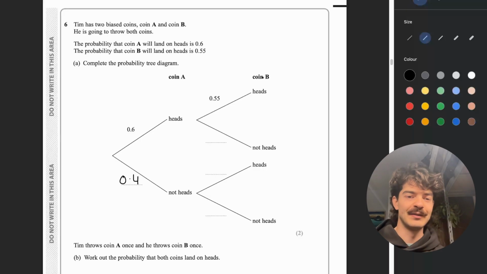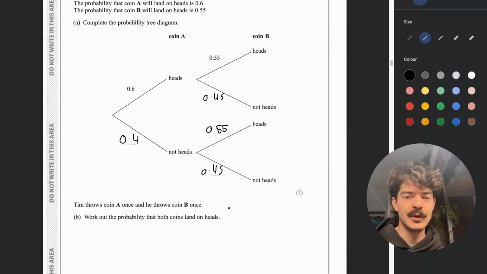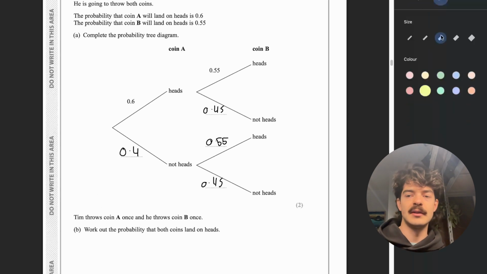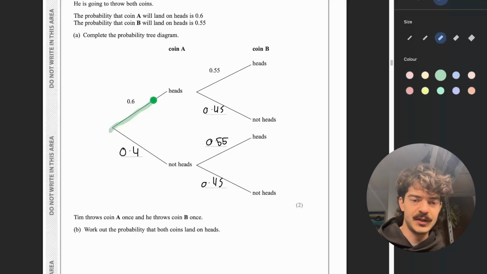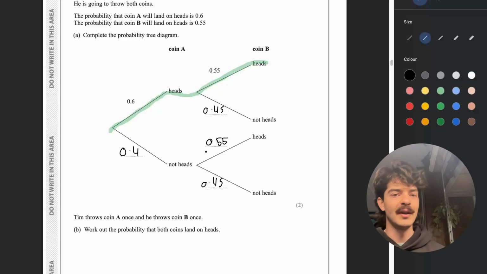Then in the second section of the tree, we've got coin B flipping, and it's got 2 branches dependent on whether A was heads or not heads. The chances of it landing on heads is 0.55. This remains the same for both. There's no dependency here, which means that it not landing on heads is 0.45. Tim throws coin A once, and he throws coin B once. Work out the probability that both coins land on heads. Okay, so for this, we're going to be following the branches of heads, then heads again. And to think about it, we want to be multiplying down these branches.